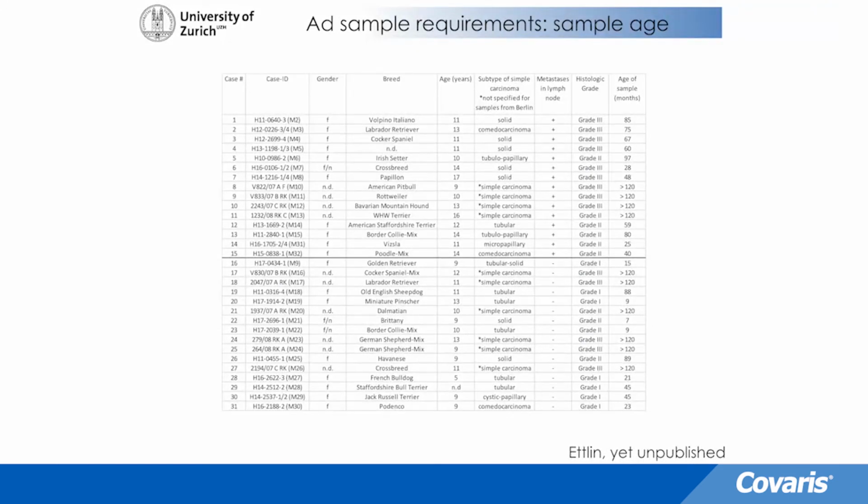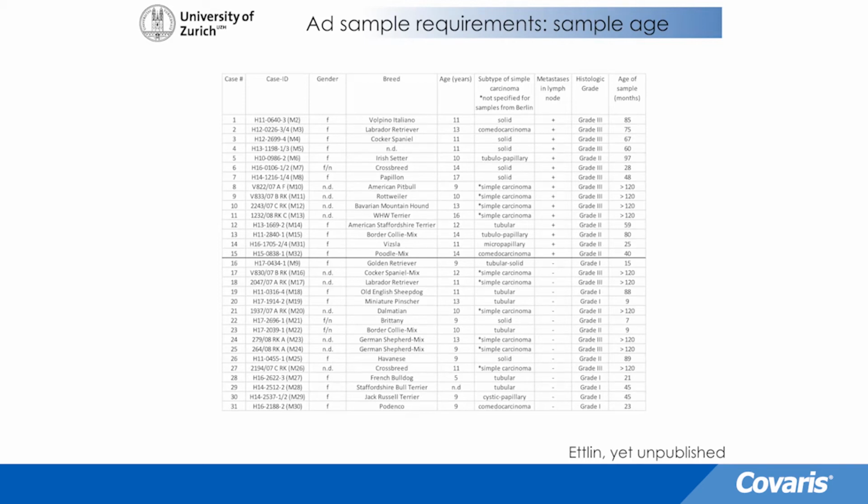Another worry is usually sample age. There are several reports in literature that RNA quality and quantity strongly decreases with increasing sample age, and some of these reports even suggest not to use tissue older than 2 years or so.